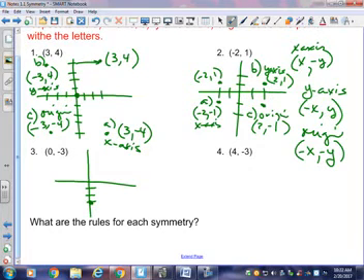Now if I flip that over the x-axis, where will it be? 0, 3. All right, so this is part A, thank you, for x-axis. All right, let's see if it fits the rule. The rule says only the y changes to the opposite. Did the y's change to opposite?